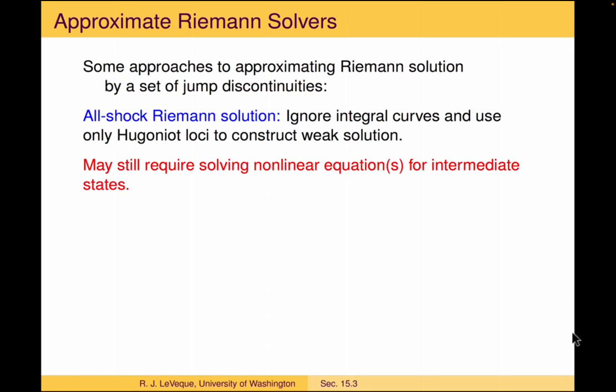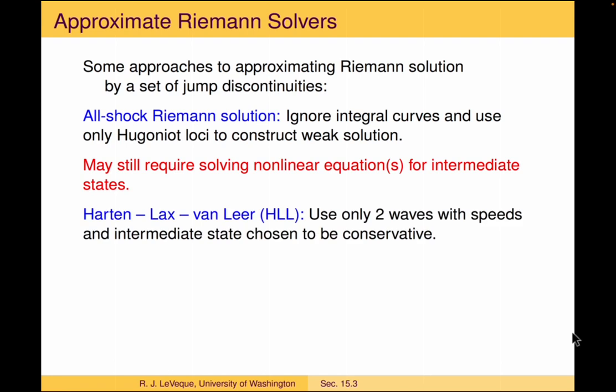But a disadvantage of that is that even just finding the intersection of these Hugoniot loci requires solving a nonlinear equation. In the case of shallow water equations, you can solve that analytically, but for other systems, you may have to use some nonlinear solver in order to find the intermediate states. So it's still expensive, and it's not really necessary to do all that work. Sometimes we can use much simpler approximations. So one very simple approximation is to simply always use two waves with speeds that approximate the minimum and maximum characteristic speeds around this Riemann problem, and then choose a single intermediate state in between them.